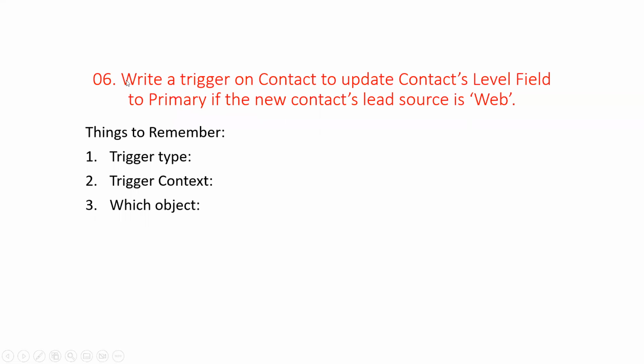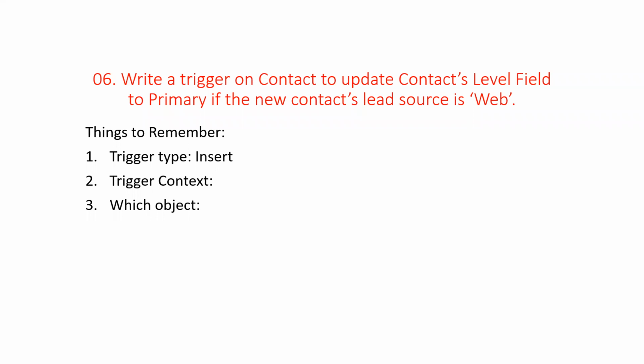This is scenario 6. The requirement for this scenario is writing a trigger on the contact object to update the contact's level field to primary if the new contact's lead source is web. For that, this is pretty simple and straightforward. We need 3 things. First is trigger type, second is trigger context, and the object name. So the first answer we already got, that is insert.